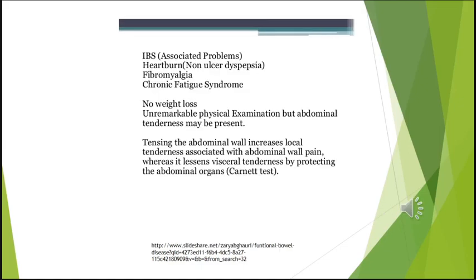Some of those non-GI related problems can be heartburn, fibromyalgia, chronic fatigue. There's no weight loss, an unremarkable physical exam, but abdominal tenderness is usually present. And if they tense the abdominal wall, local tenderness is associated with abdominal wall pain, whereas it lessens visceral tenderness by protecting the abdominal organs. This is referring back to the Carnett test. We learned this in pelvic 2. We'll review it in pelvic 3.